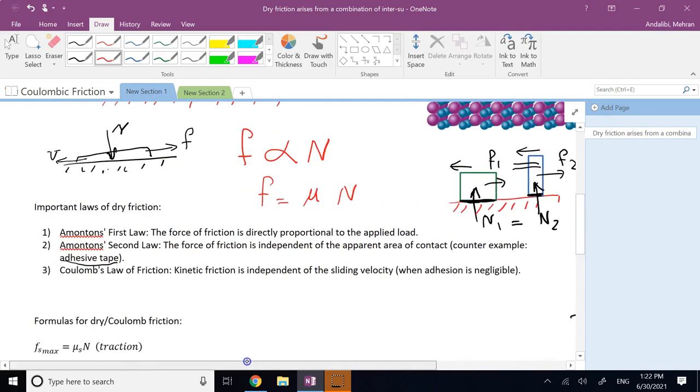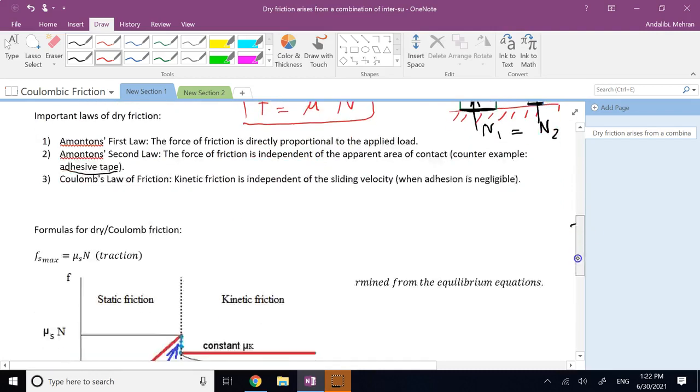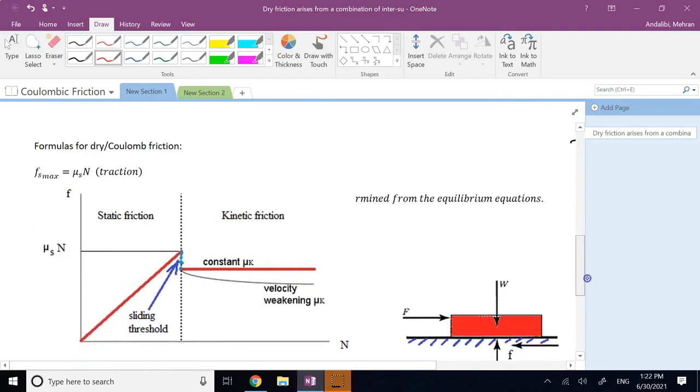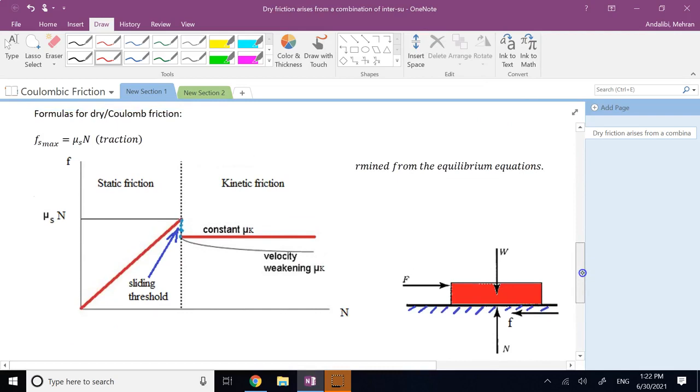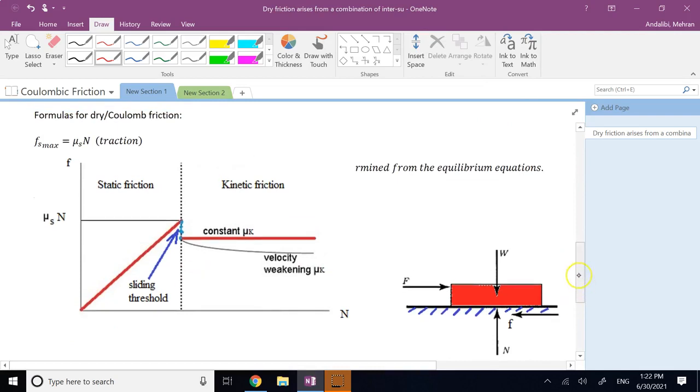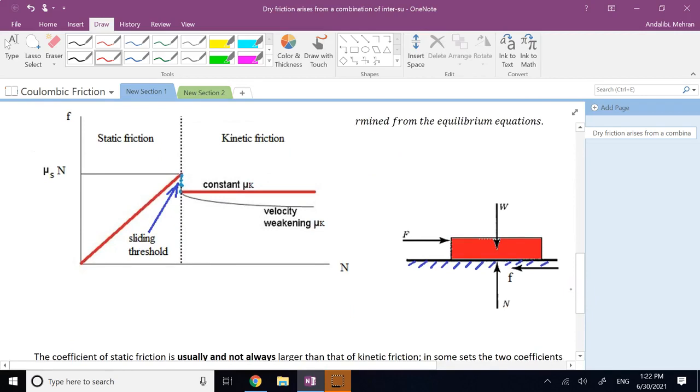So each one of these laws has some limitations, but in general, you can apply a formula like this for many simple applications, where F is a constant mu times N. N is the force pressing the two surfaces together, F is friction, and mu we call the coefficient of friction. Now, this coefficient of friction does depend on the type of motion, whether there is a motion at all or there is not. So let's say we perform this experiment.